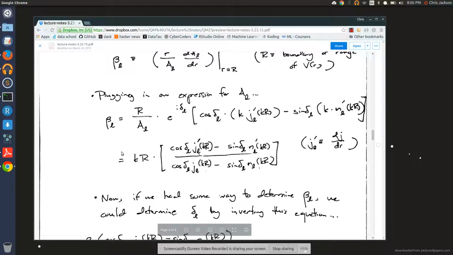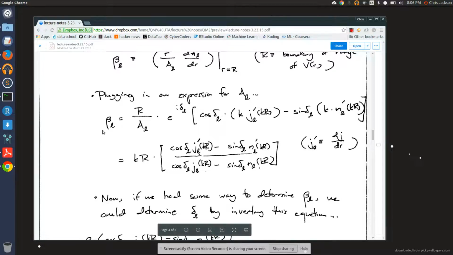Okay, so the idea is that we have this function, beta_l, and if we could somehow measure this quantity, beta_l, we could invert this equation and solve for the phase shift, delta_L.